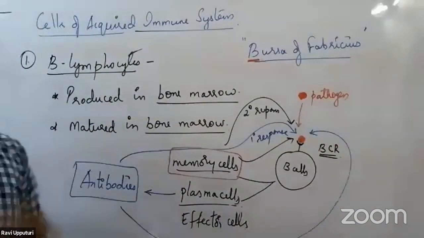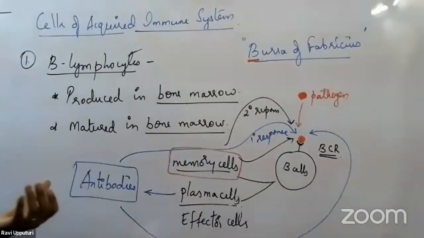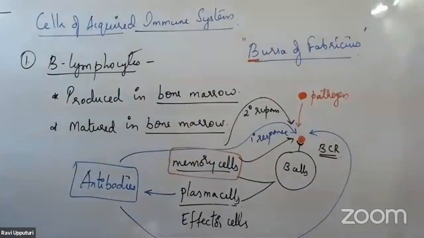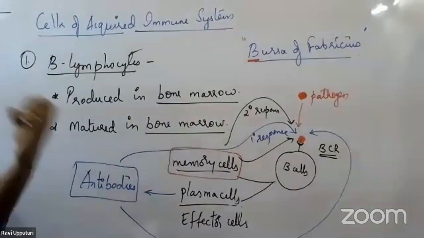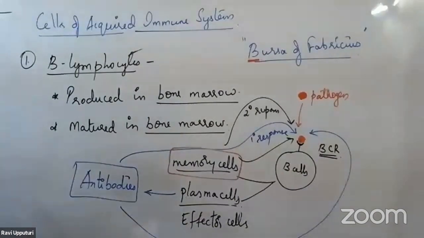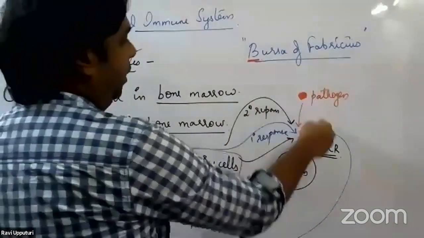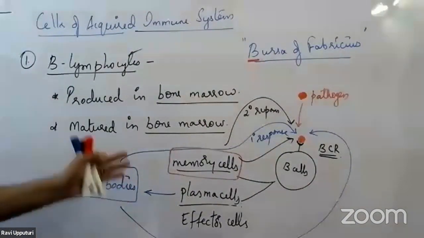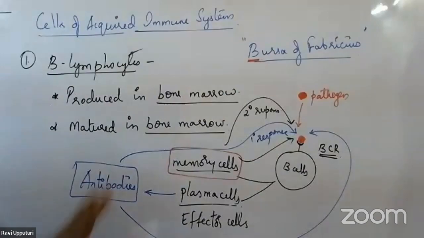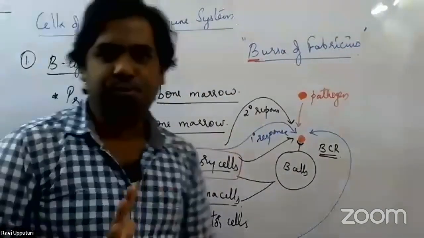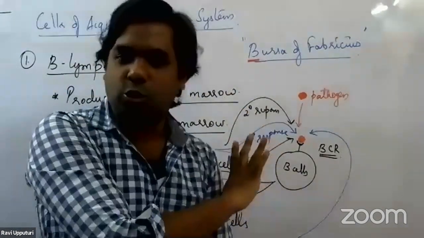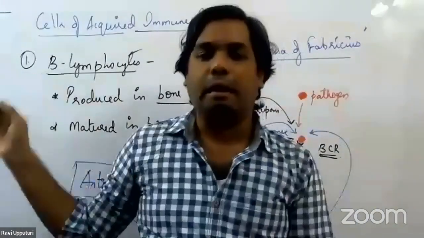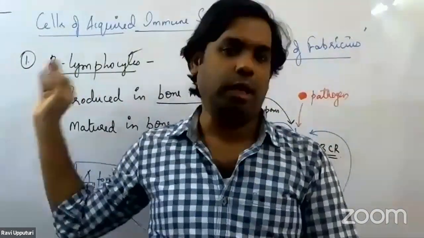Now these B cells which are produced bring about the complete destruction of the antigen that has entered the body with the help of antibodies. So this is what we have with B lymphocytes. I hope everything is clear with regards to B lymphocytes, the first type of cell under the cells of the acquired immune system.